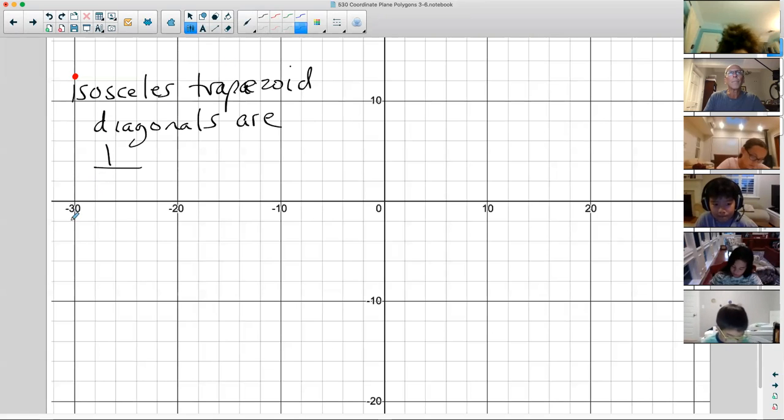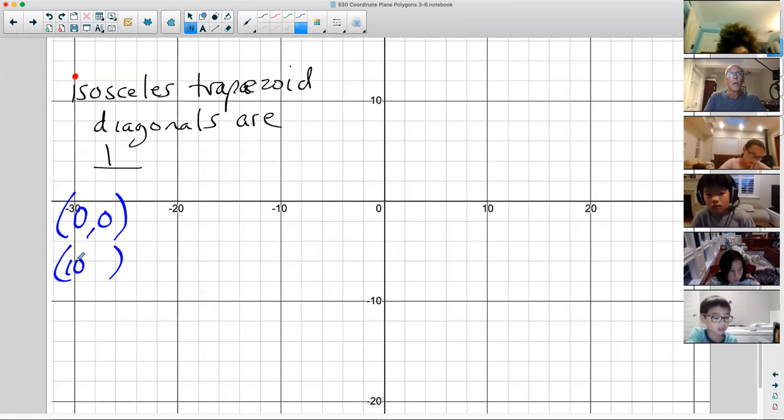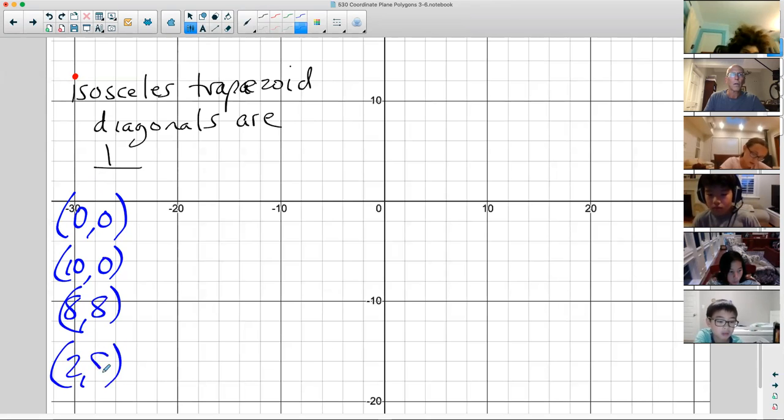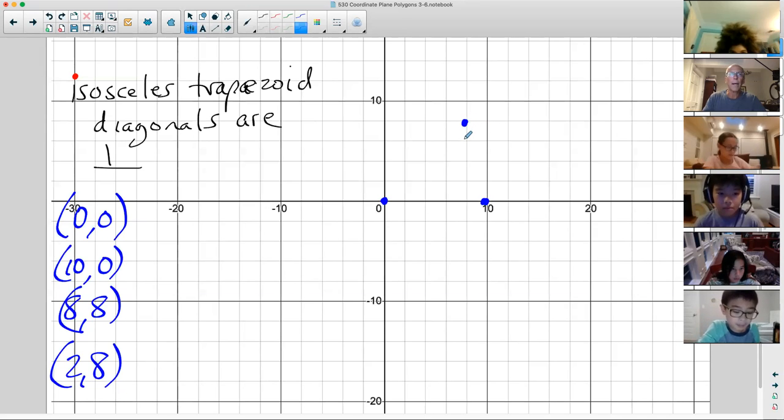Okay, go Adalia. 0, 0, 10, 0. Wait, yeah. 8, 8. 2, 8. Okay, so everybody plot those points and let's see if we agree that we've created an isosceles trapezoid with perpendicular diagonals.